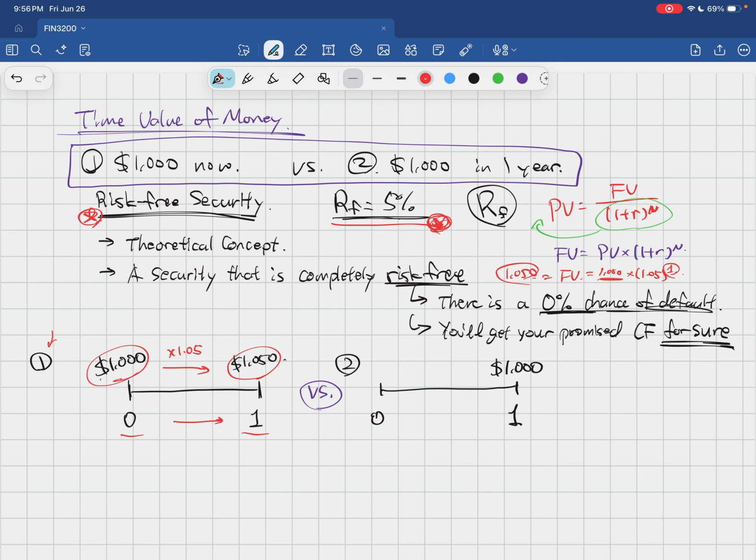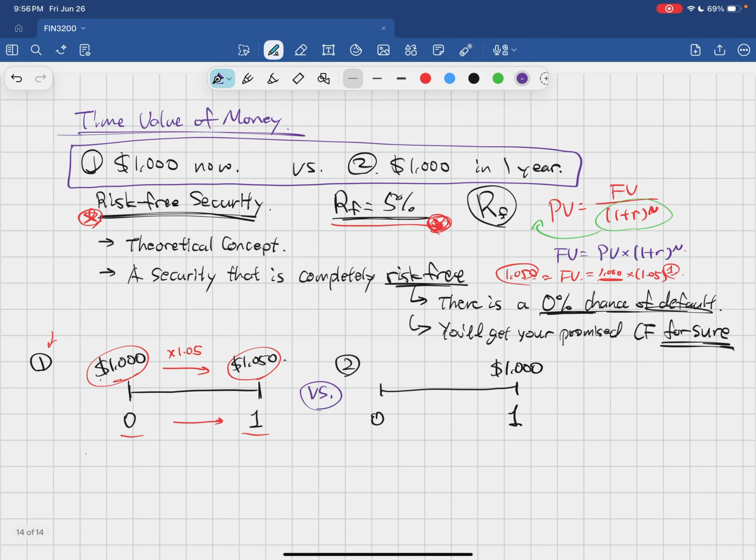So getting $1,000 now is equal to, because it's a guaranteed, risk-free security, equivalent to getting 1050 in year 1.